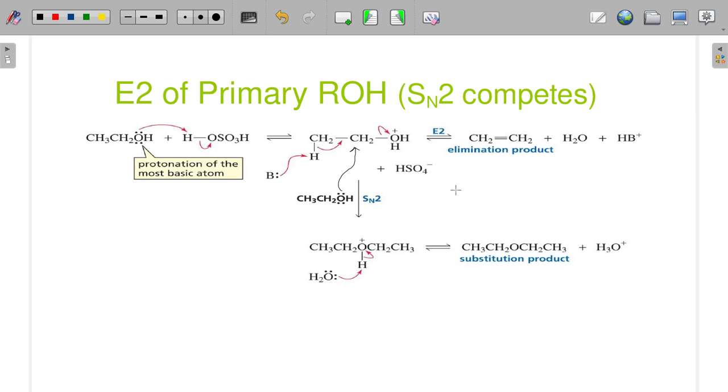This is a nice little competition. Now, just like before, heat favors elimination, which is why we see heat applied to most of this all the time, because that tends to favor elimination. But there really isn't a good way to totally avoid it here. Whenever we're using acid with an alcohol, we are going to get mixtures of elimination products, and we're probably going to get some substitution products.